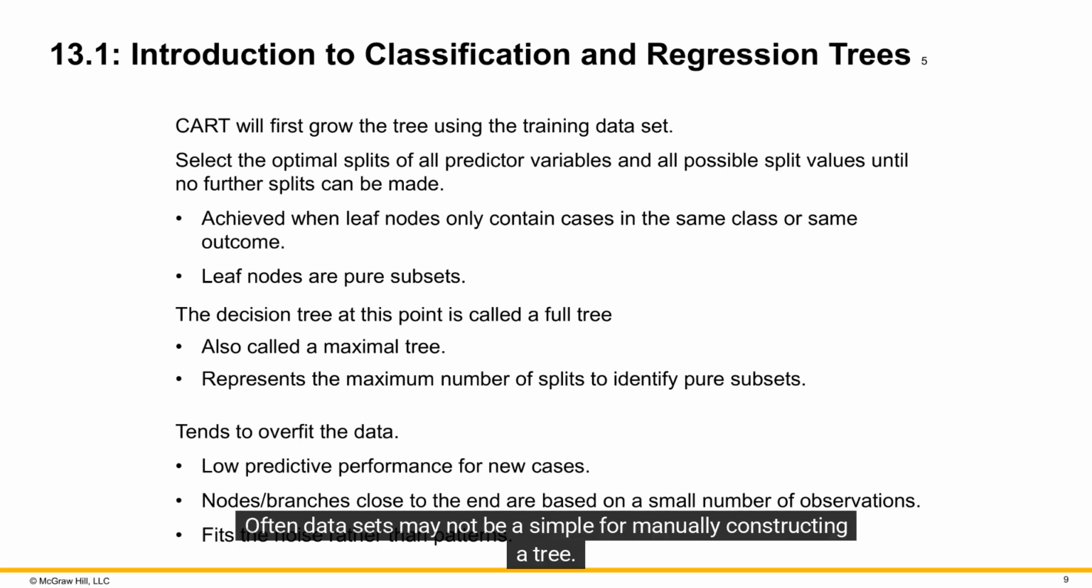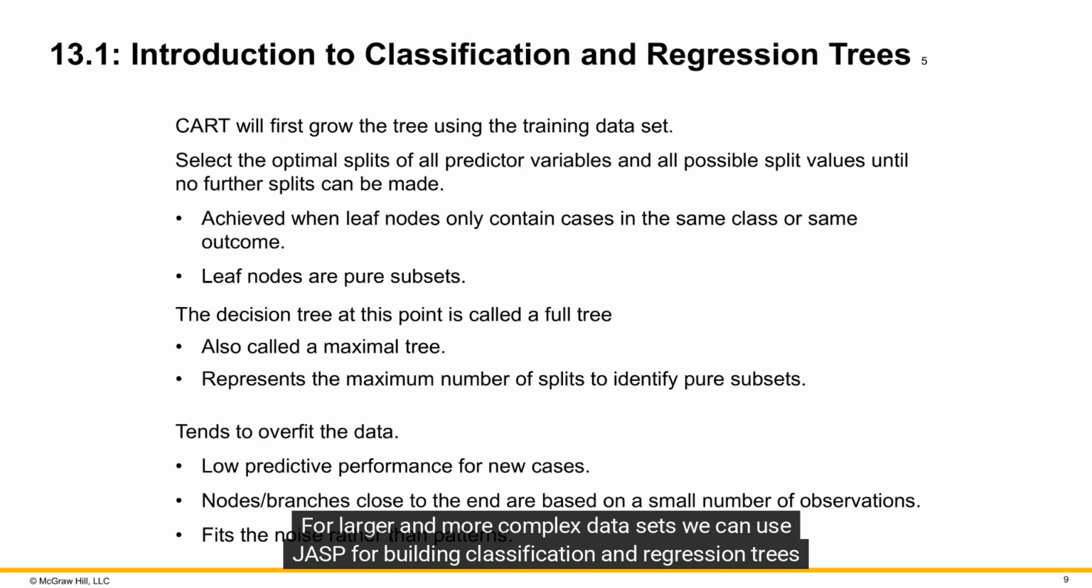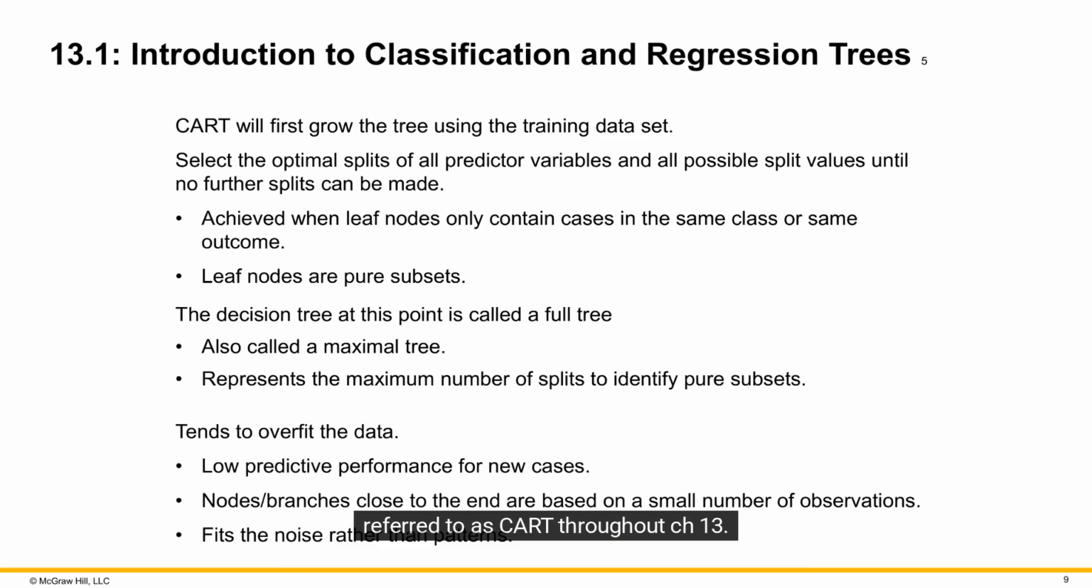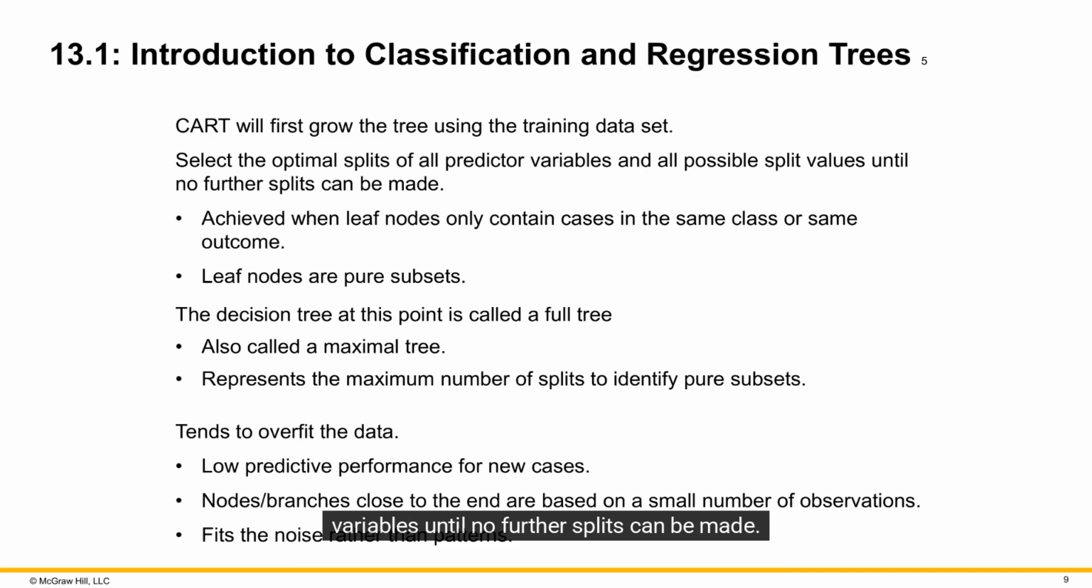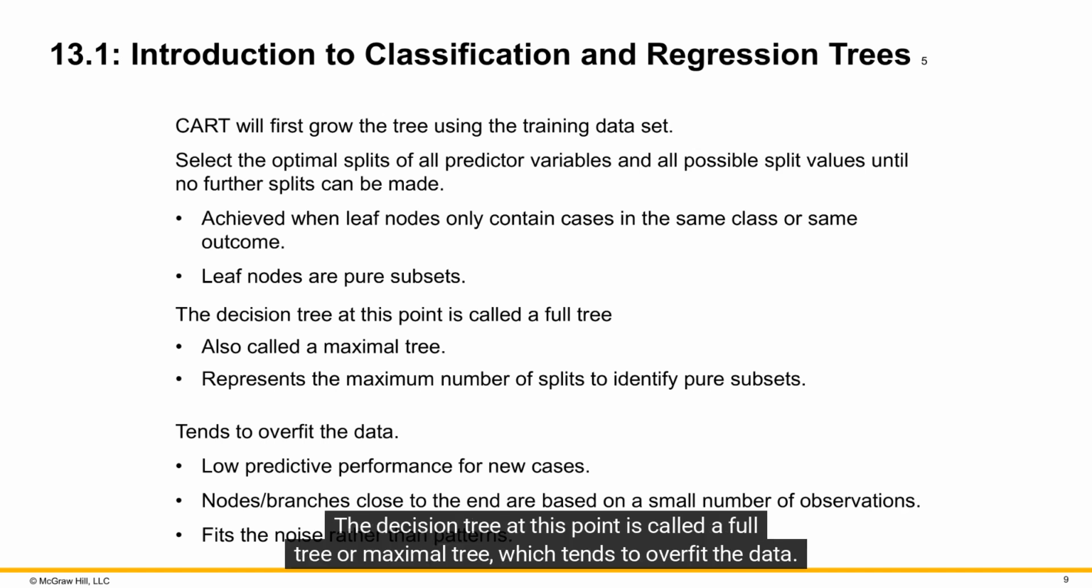Often datasets may not be as simple for manually constructing a tree. For larger and more complex datasets, we can use JASP for building classification and regression trees, referred to as CART, throughout this chapter. The approach will first grow the tree using the training dataset, selecting optimal splits of all predictor variables until no further splits can be made. The decision tree at this point is called a full tree or maximal tree, which tends to overfit the data.